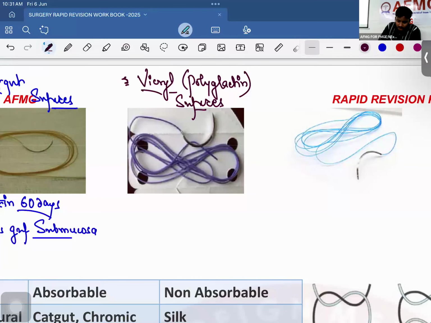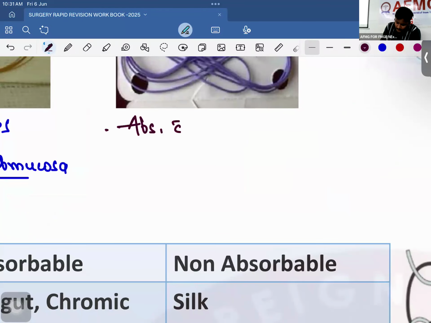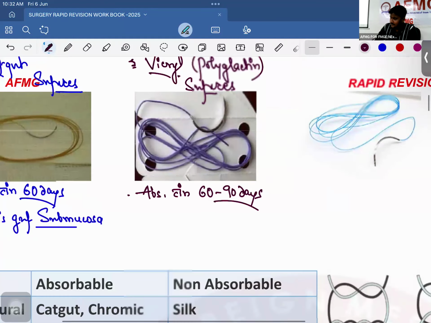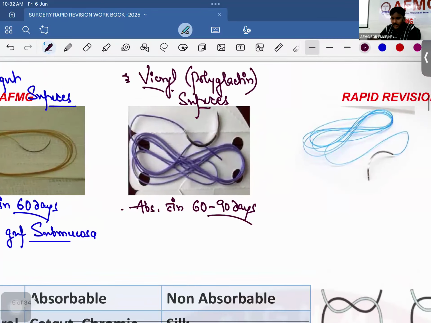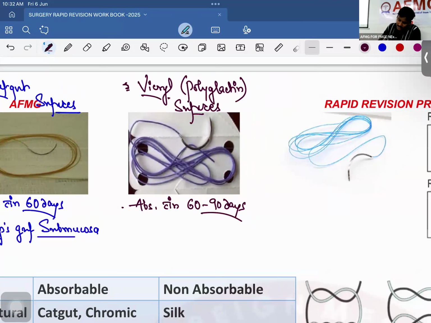Second, is it absorbable or non-absorbable? We know that Vicryl suture is an absorbable suture, beta, and it will get absorbed within a span of how many days? Vicryl suture usually gets absorbed within 60 to 90 days, beta, that is 2 to 3 months. That is important. And this suture will be absorbed by which process? Hydrolysis. All the synthetic sutures are absorbed by the process of hydrolysis, beta.